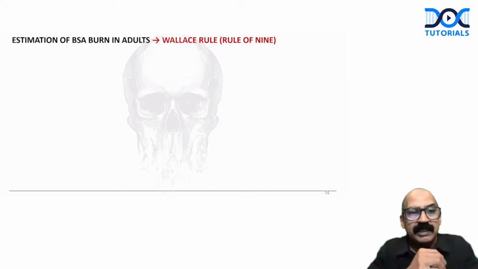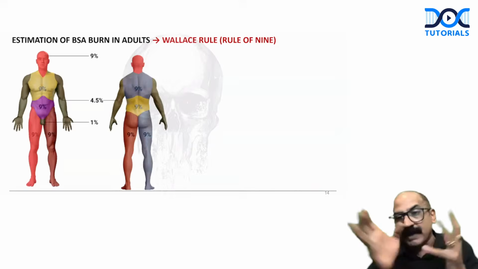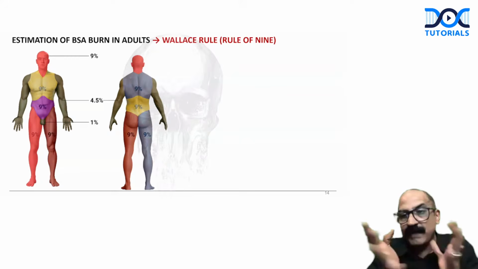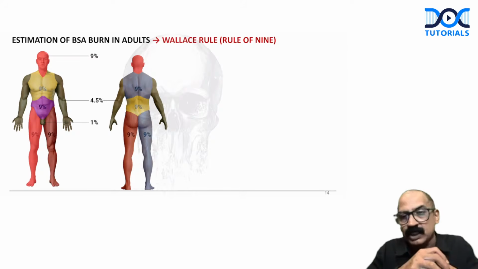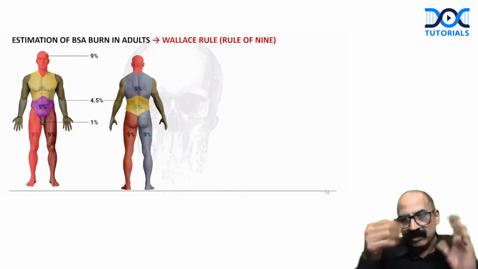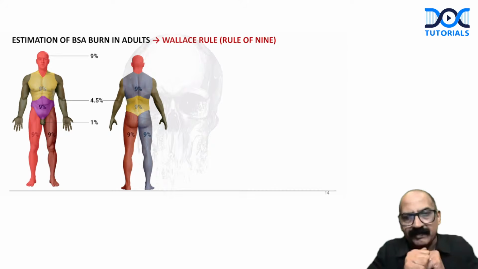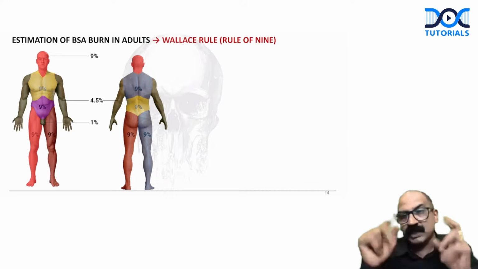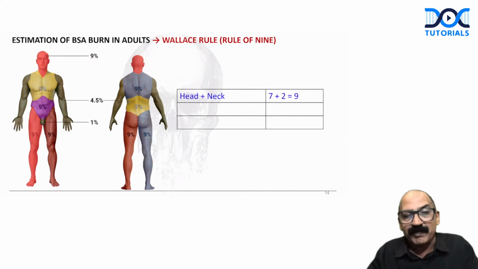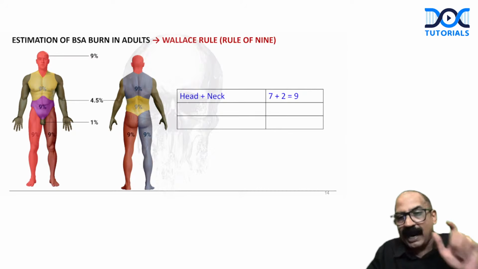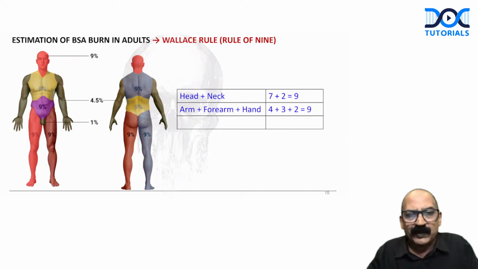You know, head and neck is 9, front of the chest 9, back of the chest 9, front of the abdomen 9, back of the abdomen 9, each upper limb 9 and 9, each lower limb 18, 18, front 9, back 9, like that. But here, you should know the subdivision. Now, in the head, I said 9, but here, head plus neck, 7 plus 2. Upper limb, arm, forearm, and hand, 4 plus 3 plus 2.